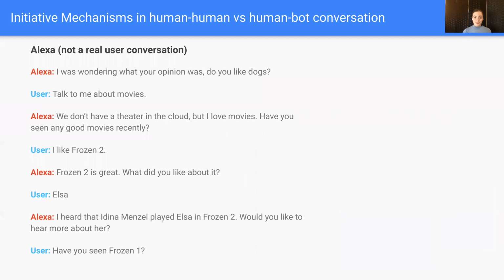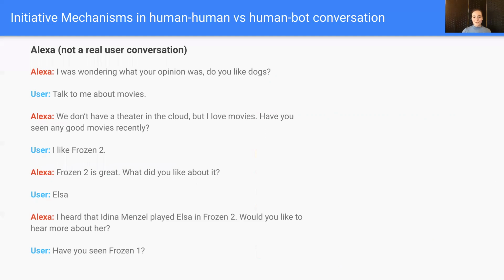Before getting into the examples, I want to give a quick disclaimer that due to Alexa Prize rules, we are not allowed to release any user data. So all examples of conversations with our bot in this presentation are representative of real user conversations, but do not contain any real user utterances.